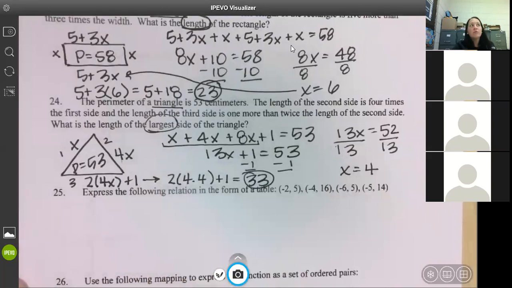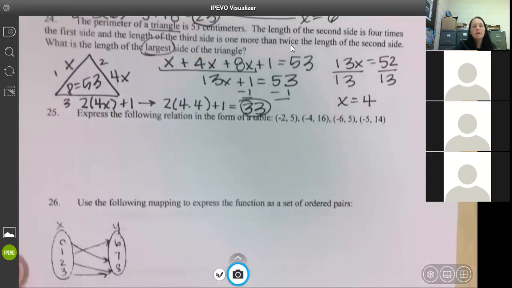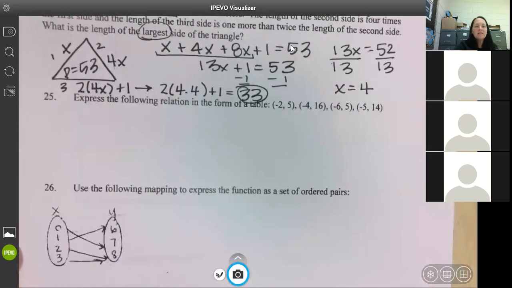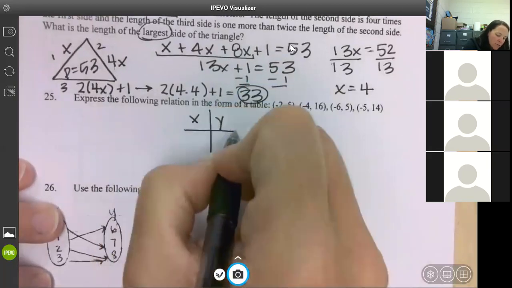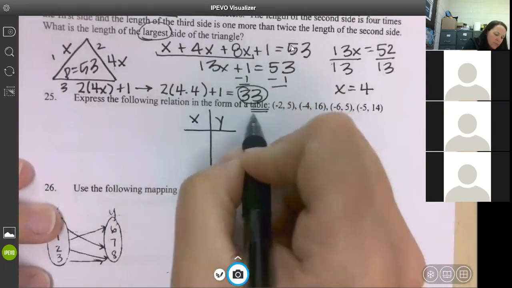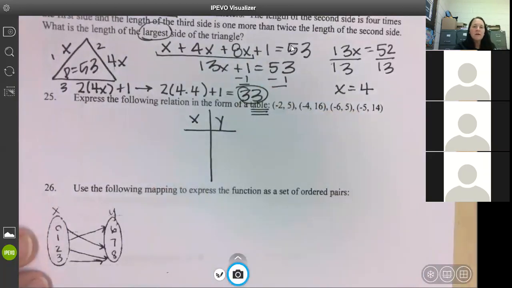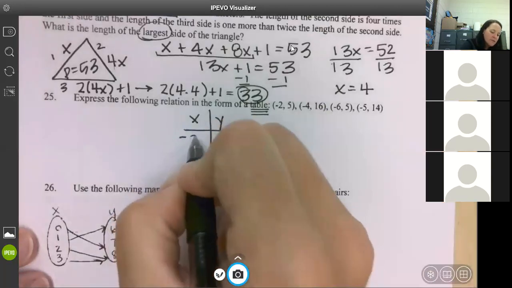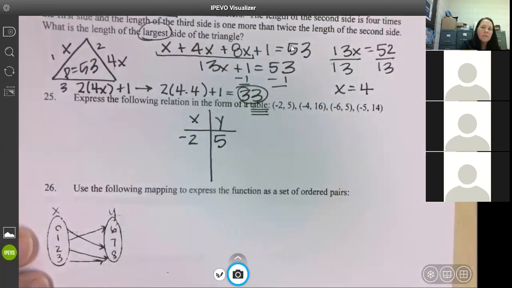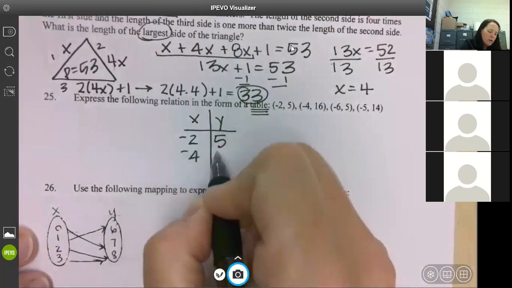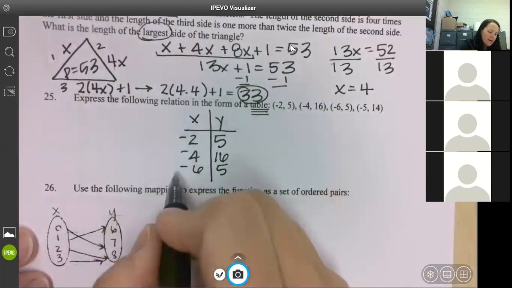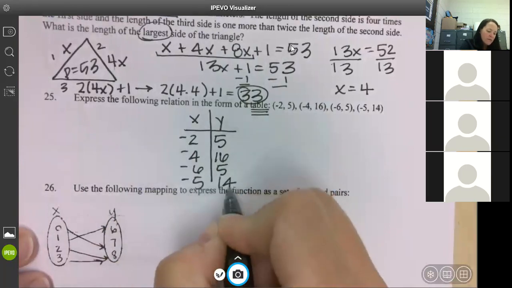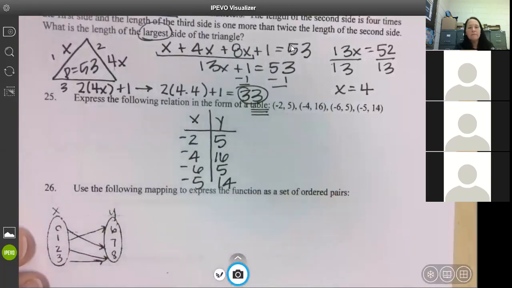The next few questions are really quick. Okay. So this one says, do a table. You guys don't have to be super formal in this. A table looks like this. List your x and your y. So your coordinate, your first one is -2, 5. Your next one, -4, 16. -6, 5. -5, 14. That's literally it.